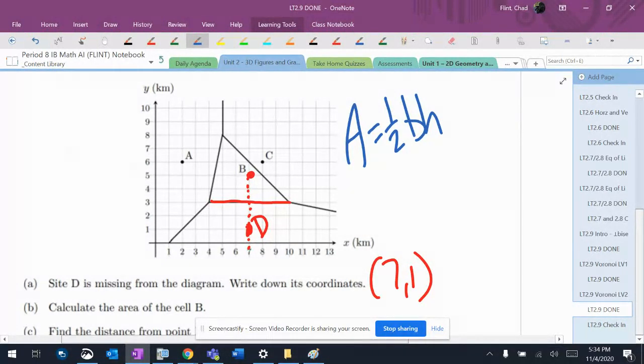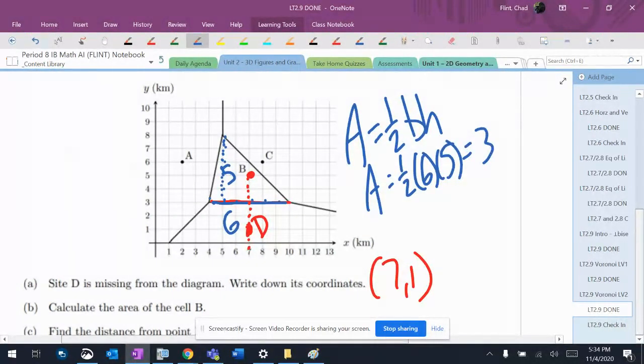But then I noticed that I have this nice flat side right here, which is 1, 2, 3, 4, 5, 6 long. And then the height of this triangle is right here, which is 1, 2, 3, 4, 5 long. So the area of that triangle is 1/2 times 6 times 5, which is not 30, which is 15. So the area of that triangle is 15.